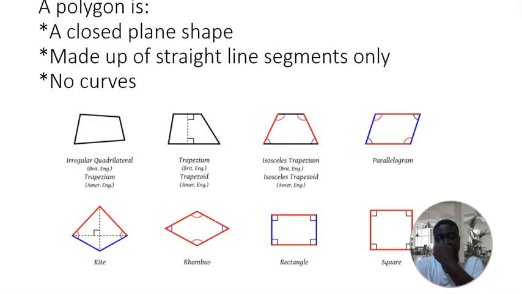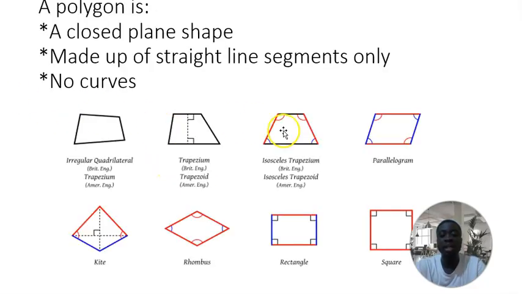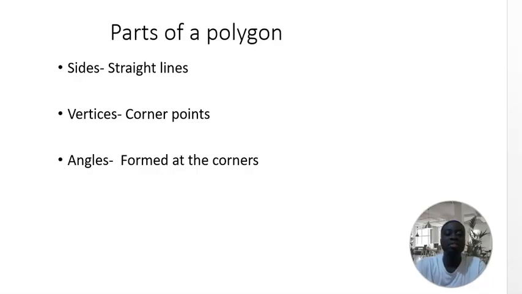When we look at this shape, this is a vertex, a corner point, and here is another corner point, and another. And the third part is the angles formed at the corners. Realize that the corners are where the angles are located. So you see angle here, angle there, angle here. The angles are formed at the corners. So these are the parts of a polygon.